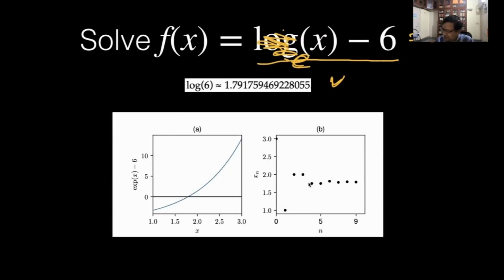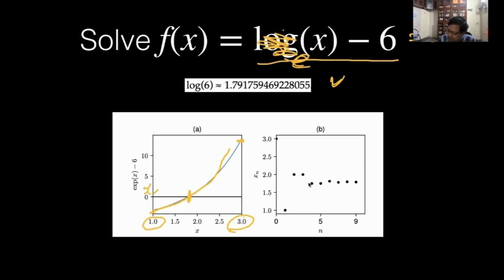So this is the function exponential x minus 6. It is an increasing function, with x going like this. So my root is here. Now these are really plotted using Python. So my solution lies between 1 and 3. At 3 my function is positive, and at 1 my function is negative.